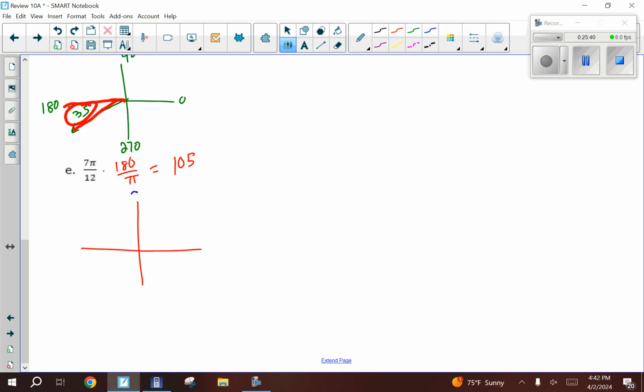If I want to graph 105, this is 90. So 105, 10 more would be 100, so about 15 more would be 105. So if that's 15, 90 take away 15 is going to be 75. So this side over here is 75. That's our answer.